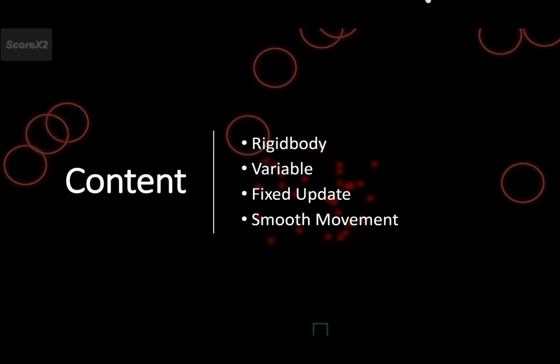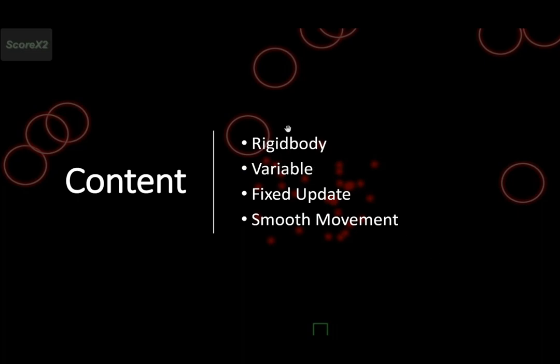In this video we are going to be finishing off our movement script. In the process we are going to be learning about four really key topics. The first of them would be something called Rigidbody. From there we're going to be moving on to variable, then FixedUpdate and smooth movement. You shouldn't be really aware of these, especially for the targeted audience, but we are going to be learning about all of them as we go.